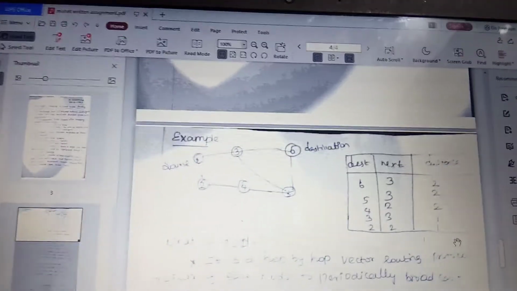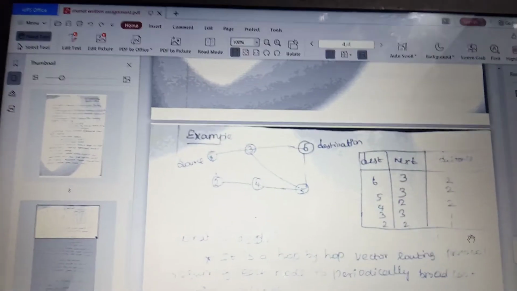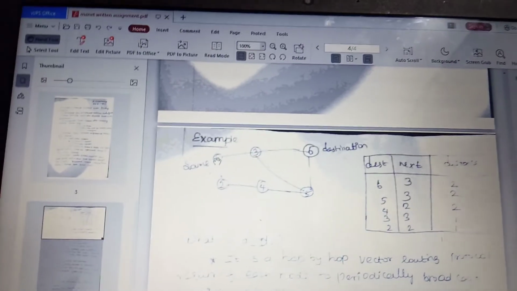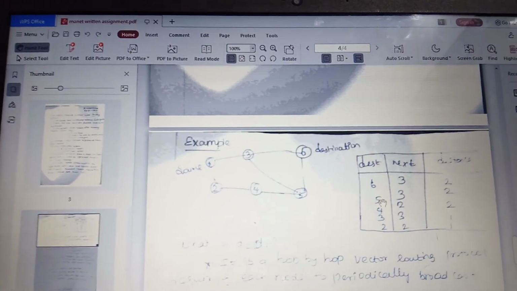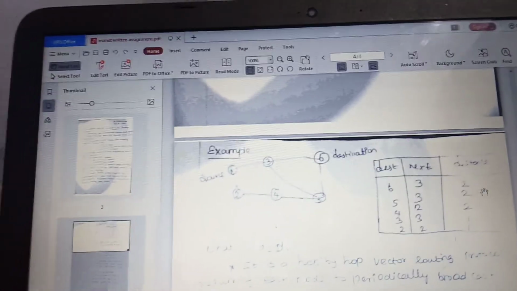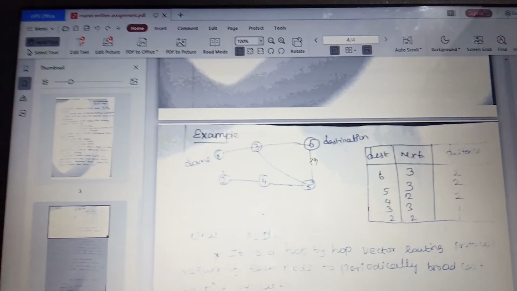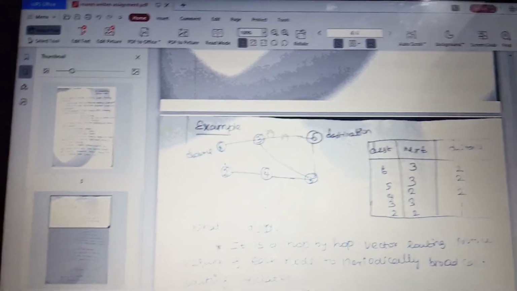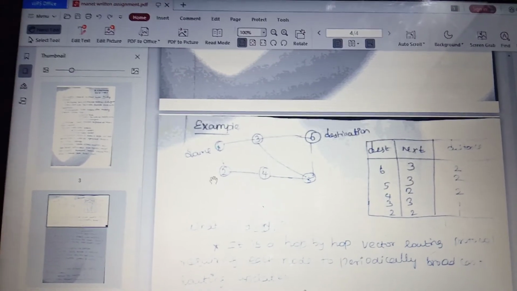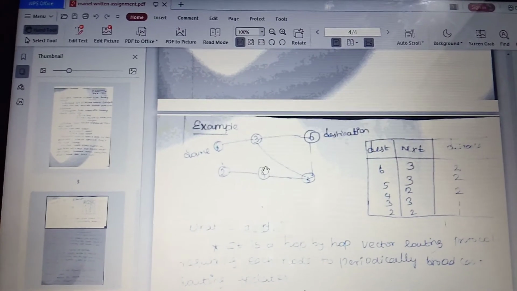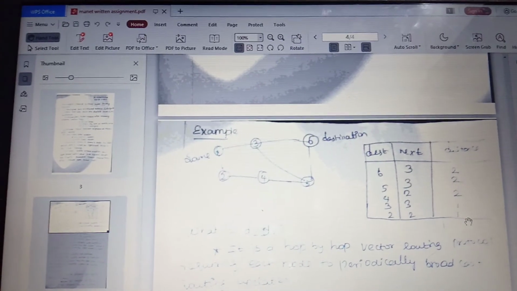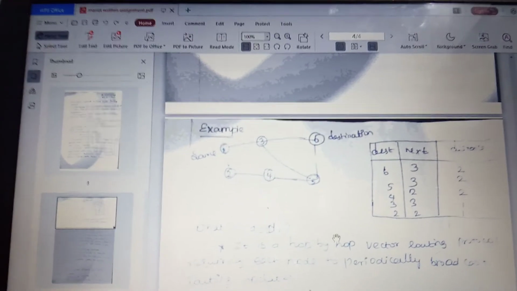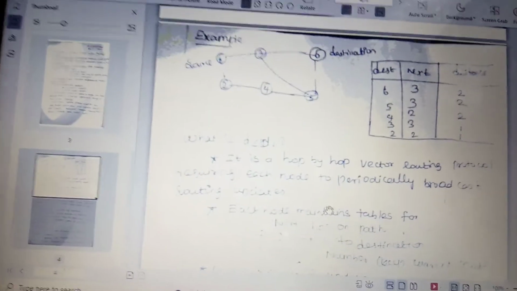This is an example of the destination sequenced distance vector routing protocol. Here 1 is the source and 6 is the destination. For destinations 6, 5, 4, 3, 2: the next hop for 6 is 3, for 5 is 3, for 4 is 2, for 3 is 3, and for 2 is 2. Here are the example distances of each node. We have already seen the definition.